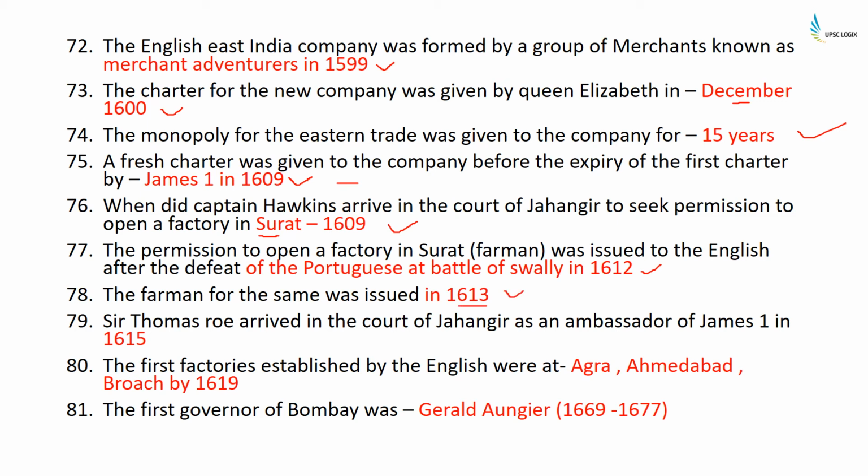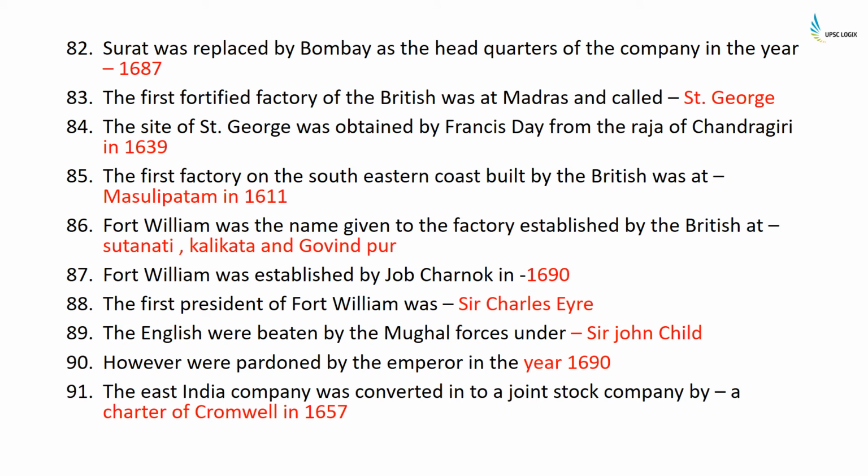Sir Thomas Roe arrived in the court of Jahangir as ambassador of James I in 1615. The first factories established by the English were at Agra, Ahmedabad, and Bharuch by 1619. The first governor of Bombay was Gerald Aungier, and he was the governor from 1669 to 1677. Surat was replaced by Bombay as the headquarters of the company in the year 1687.